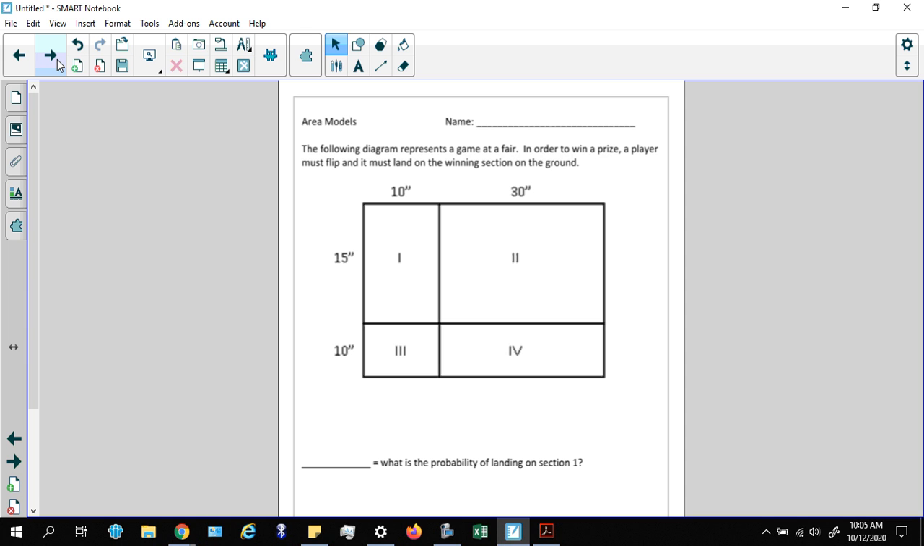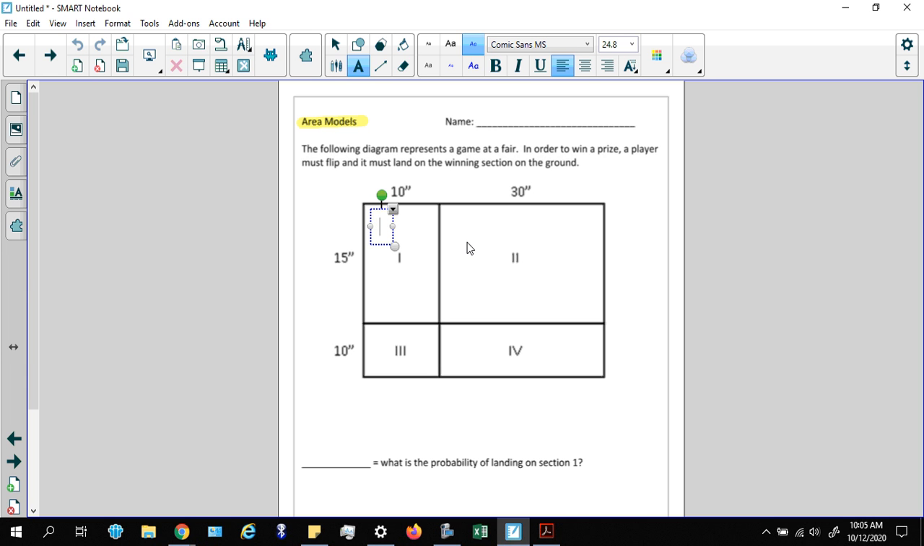Now, the thing about this area model is that it's drawn to scale. So the first thing we're dealing with is area. In this example, you are dealing with a whole bunch of rectangles that have dimensions. For example, what we need to do is find the area.